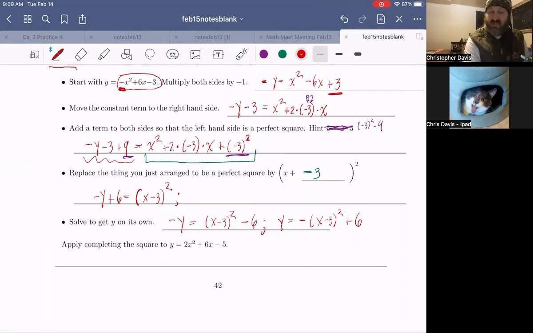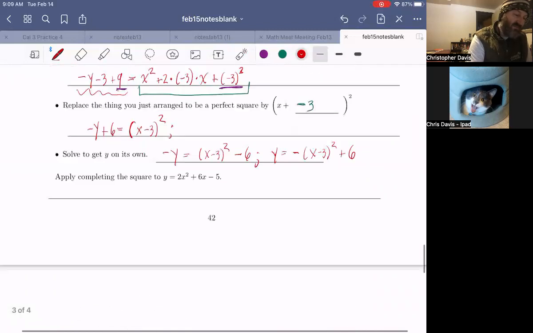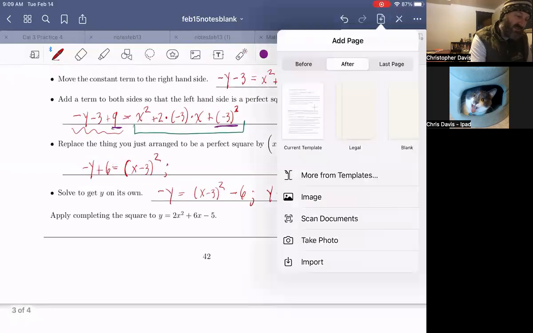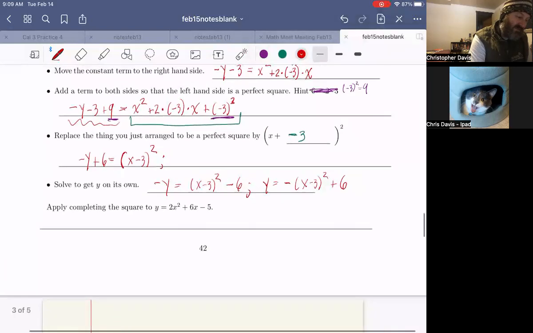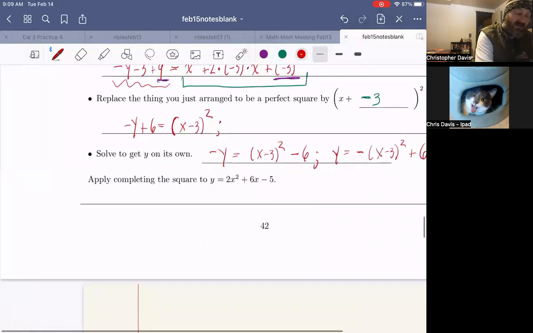Okay, you did it. Let's apply completing the square. Sorry, there were the two different strategies. I think I have enough space. Well, I definitely have enough space because I can insert a page after. That'll look like that. Cool. So let's apply completing the square to that function y equals 2x squared plus 6x minus 5. And I'll do it both ways.